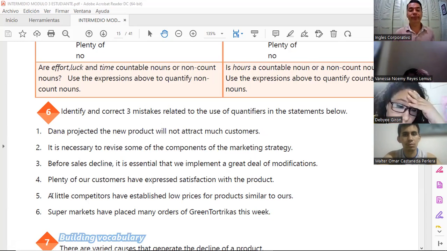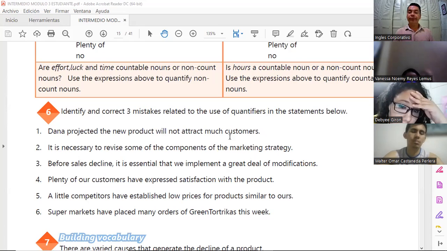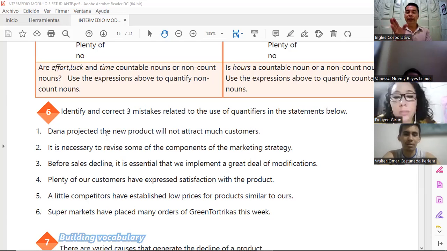Number one, Dana projected the new product will not attract much customers. Volunteers, please. Correct or incorrect? Incorrect. Walter, thank you. Incorrect. What is the mistake? Walter, what is the mistake? Customers is uncountable. No, wait a minute. Customers is countable, right? One customer, two customers, three customers. Yes, so it's countable. But much is for uncountable. So what is the correct one, Walter?